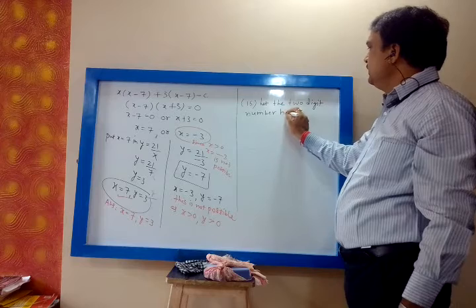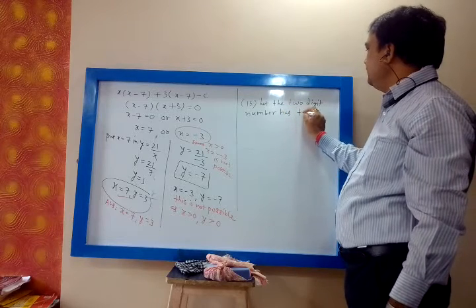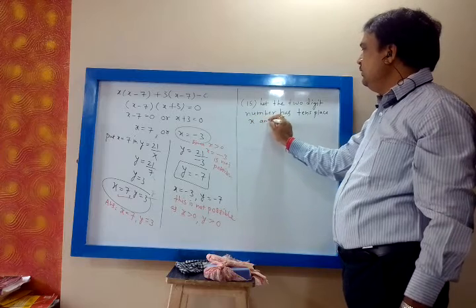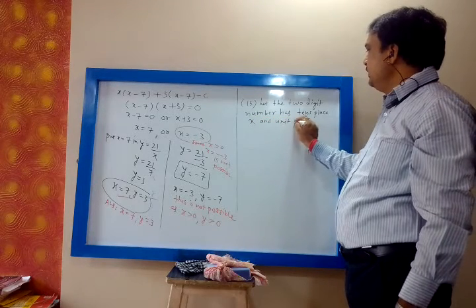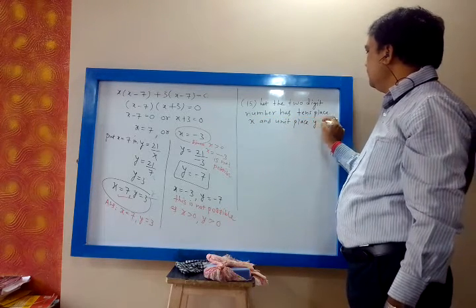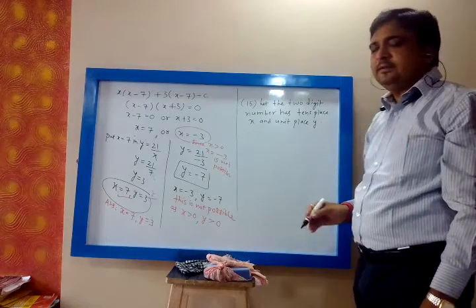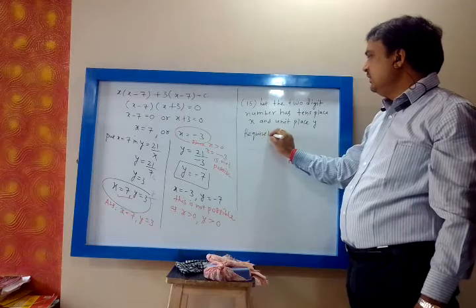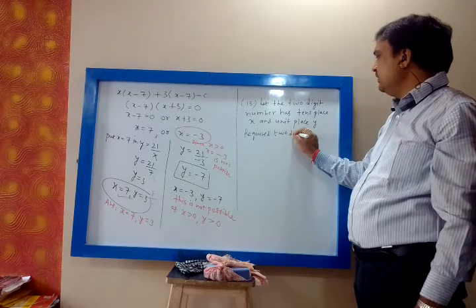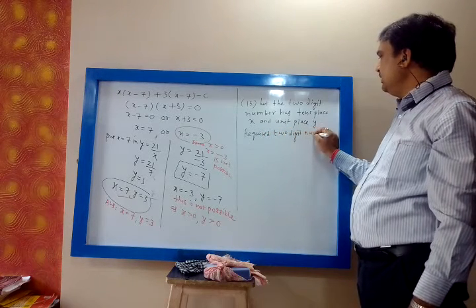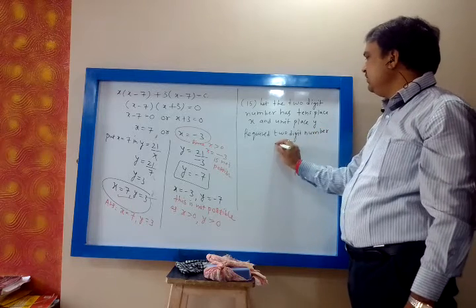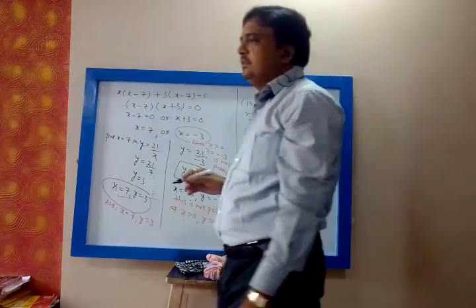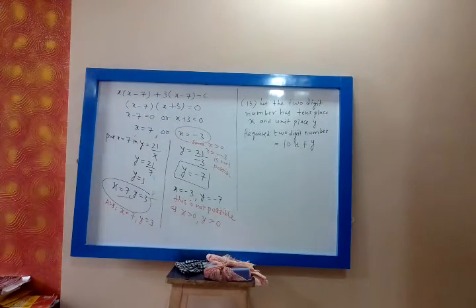Let the 2-digit number has tens place x and unit place y. So what is the required 2-digit number? Yes, required 2-digit number is 10x plus y. 10 into tens place plus unit place y.